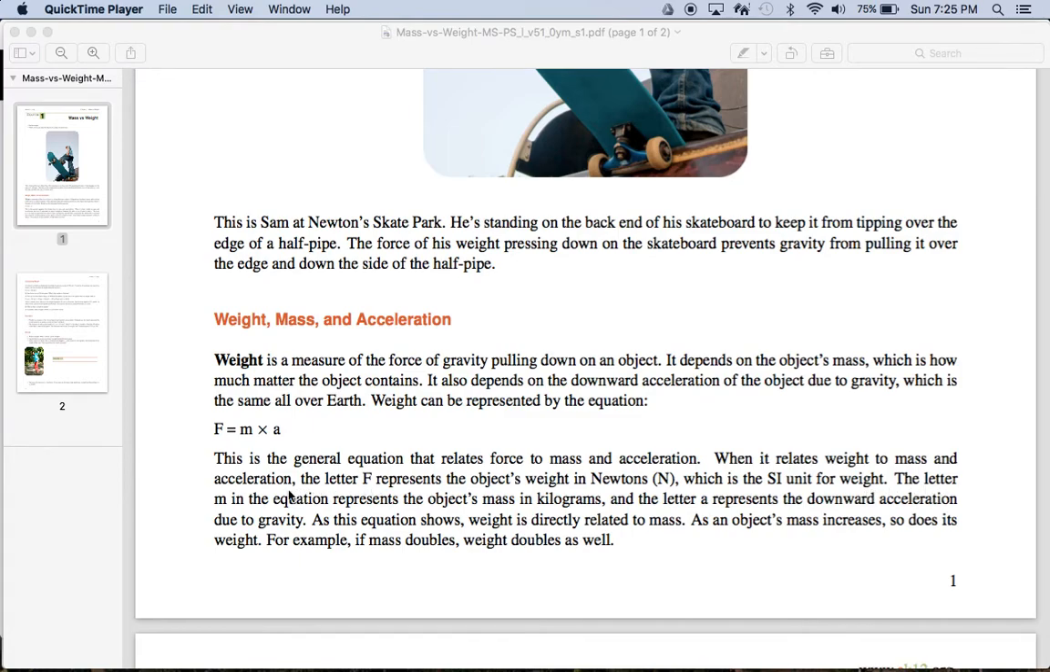The letter m in the equation represents the object's mass in kilograms, and the letter a represents the downward acceleration due to gravity. As this equation shows, weight is directly related to mass. As an object's mass increases, so does its weight. For example, if mass doubles, weight doubles as well.